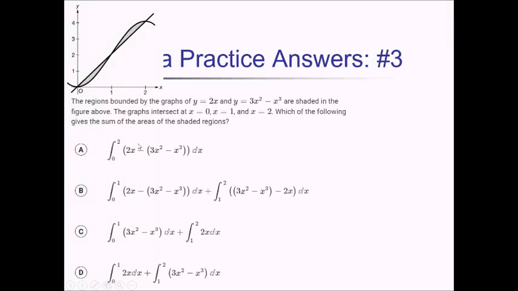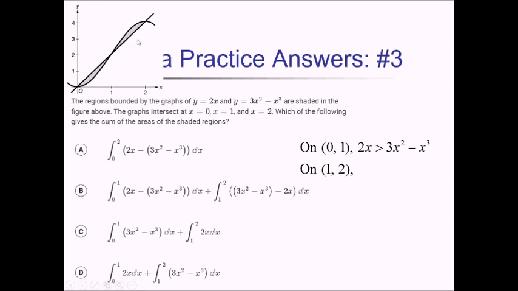On this problem, we have these regions here bounded by y equals 2x and y equals 3x squared minus x cubed. And we're intersecting at 0, 1, and 2. We want to know which expression gives us the sum of the areas of these regions. So the basic idea is you need to do the integral from left to right of top minus bottom. On the integral from 0 to 1, the function 2x has a greater value than 3x squared minus x cubed. But this changes on the interval from 1 to 2.